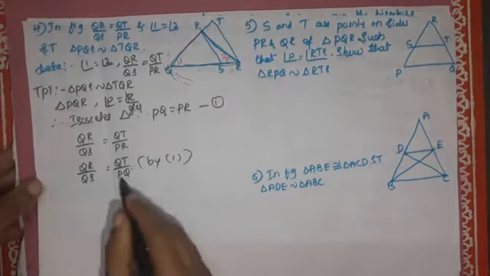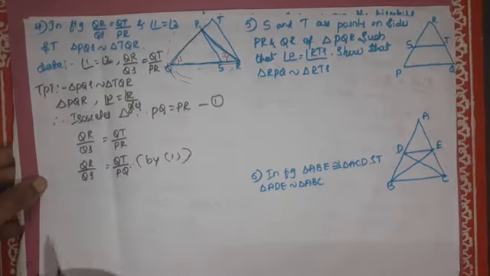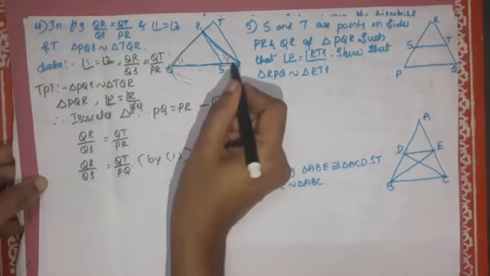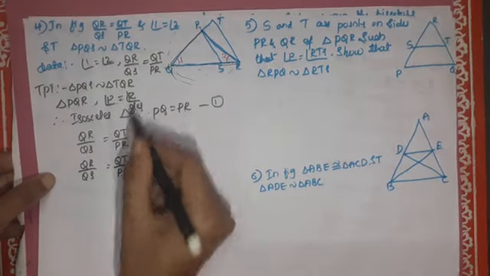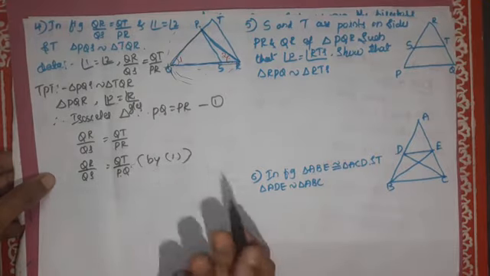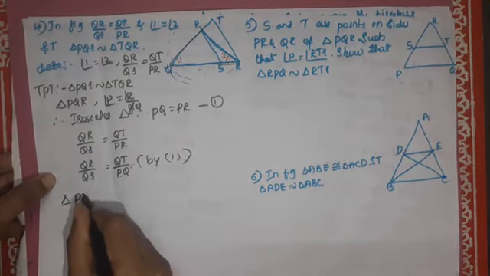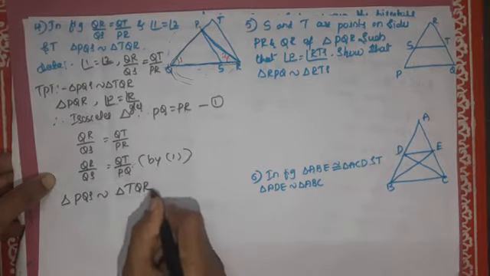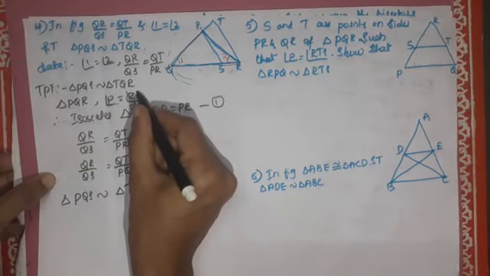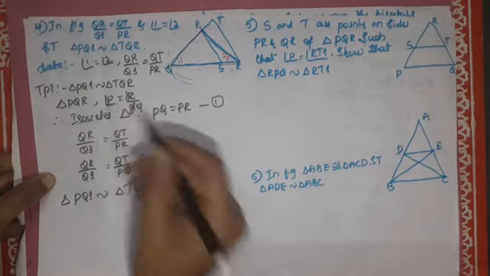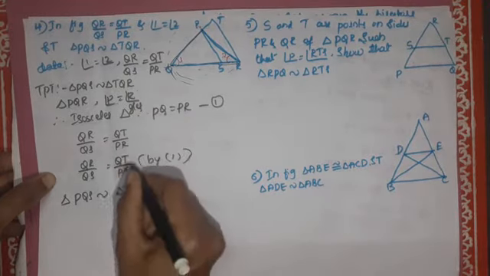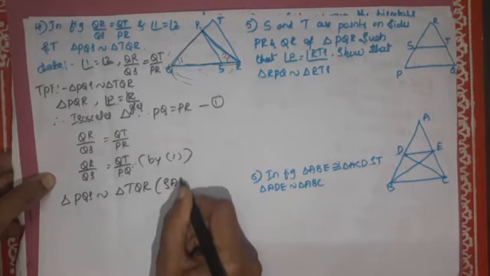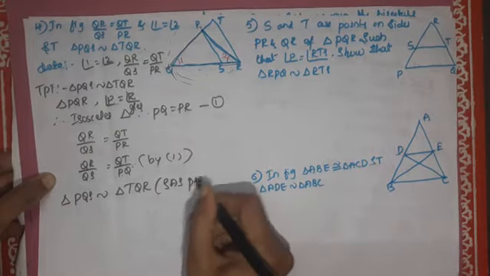The two sides are in proportion, and one angle is equal, angle P equals angle R. This is one angle and two sides are in proportion, therefore triangle PQS is similar to triangle TQR. By which rule? Here the first angle is equal and the two sides are in proportion. Side angle side similarity criteria.